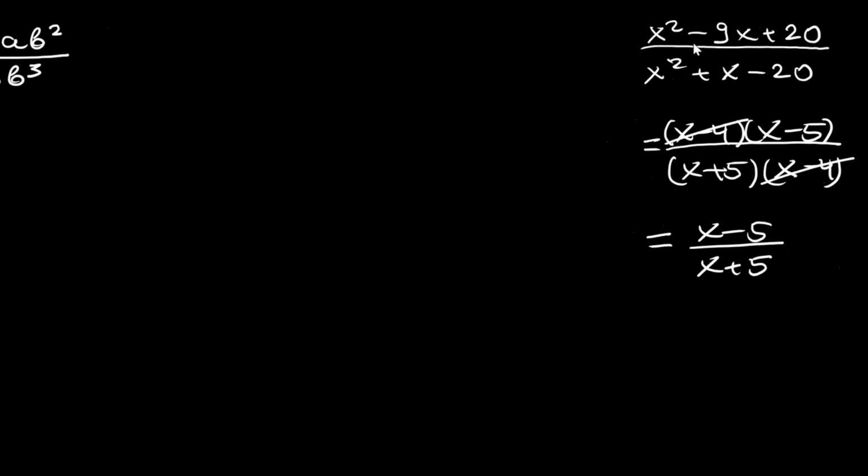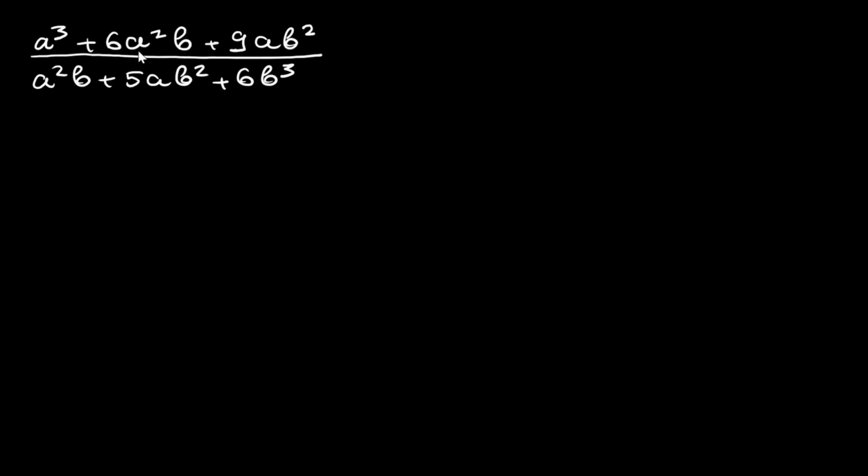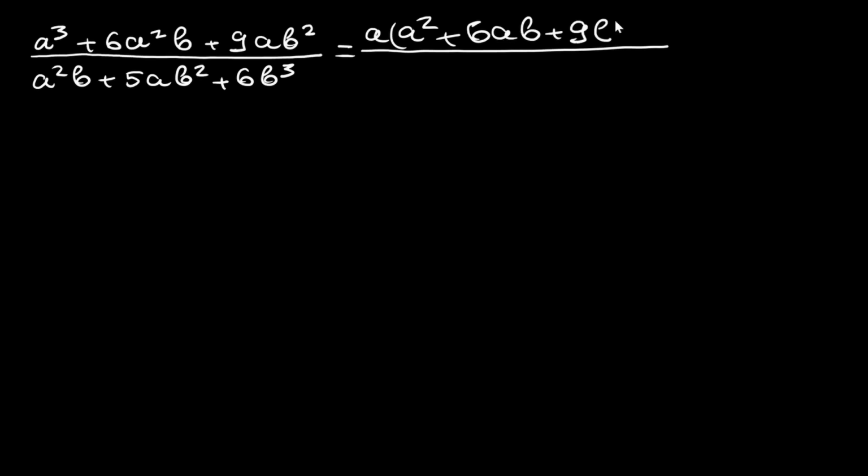Let's do another one. We have a to the power 3 plus 6 times a squared b plus 9 times a b squared over a squared b plus 5 times a b squared plus 6 times b to the power 3. This time, we have to find the highest common factor of our numerator and of our denominator. And we notice that we have a in every single term here. Therefore, we write down a and see what remains. We get a squared plus 6 times ab plus 9 times b squared. And we close the brackets.